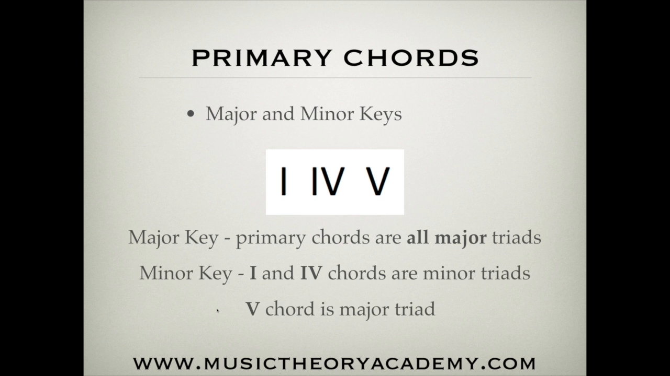In the minor key, the first and the fourth chords are minor triads, whereas the fifth chord is a major triad. And that goes for whatever minor key you are working in. Okay, so your first and fourth chords are minor triads, but your fifth chord is going to be a major triad.